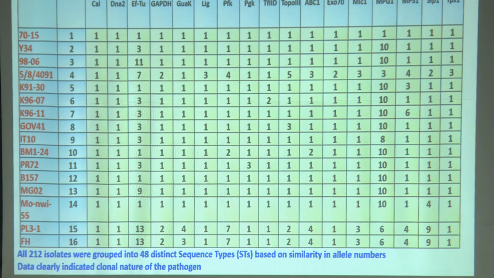Distinct sequence types. That means the number of isolates that shared all the alleles. You got it? The isolates which share all the alleles are considered to be clonal. They are clones. So the point is, the duplicate entries take only one sequence type. You got it?